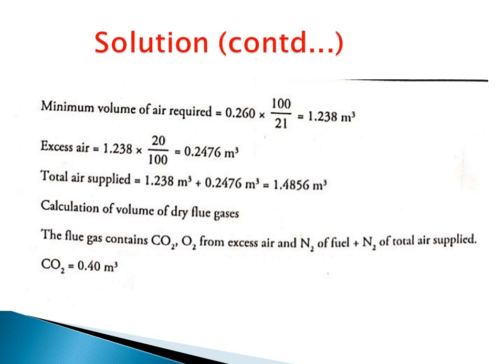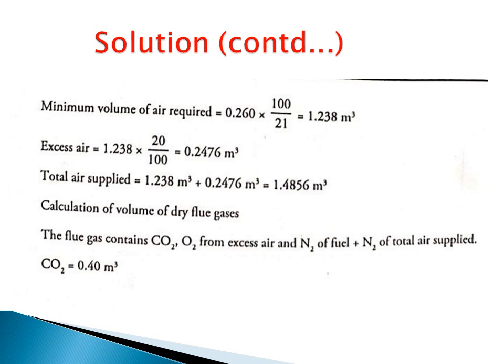Now see, we have already calculated the minimum volume of air. I told you it is 1.238 meter cube. Now here the question says that 20% excess air is supplied. So we calculate 20% of 1.238. So 1.238 into 20 by 100, that comes to 0.2476 meter cube. So this is the excess air that we are supplying. So the total air will be minimum air plus excess air. So 1.238 meter cube plus 0.2476 meter cube. So the total air comes out to be 1.4856 meter cube.